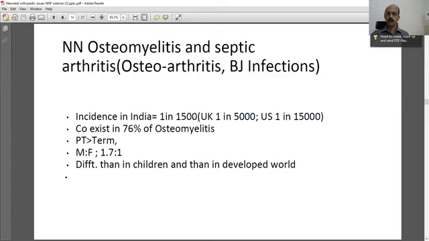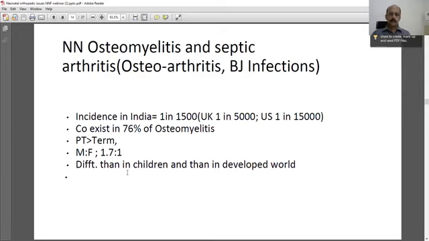Whereas the same in the UK and US, the numbers are very minimal, like 1 in 5,000 and 1 in 15,000 in the US. And they coexist. So in 76% of osteomyelitis, you find septic arthritis also. So whether they are the same entity or they are different entities, after understanding the vascularity, we will come to the conclusion almost that they are the same entity in different spectrums. Preterms are more affected than terms, and the male to female ratio, for unknown reasons, is skewed, 1.7:1 toward males.